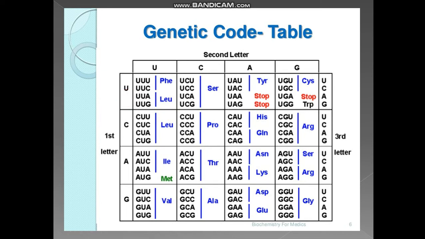We have created this table having three sides. Here you have UCAG, similarly UCAG this side, and UCAG, UCAG, UCAG, UCAG this side. From this column we will take the first letter of the nucleotide. From the column above we will take the second letter, and from the third column, which is here, we will take the third letter or the third nucleotide. Clear? One letter means one nucleotide.